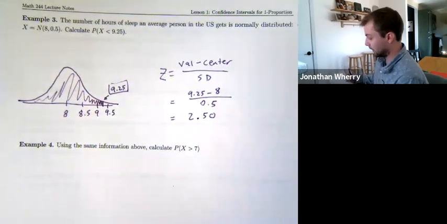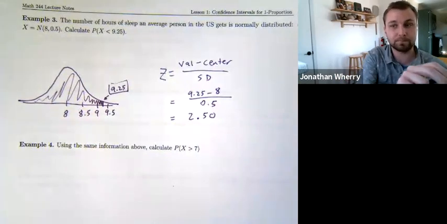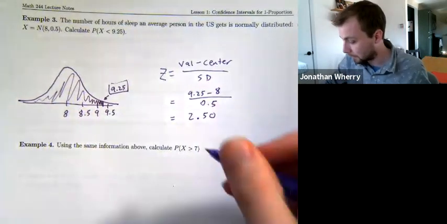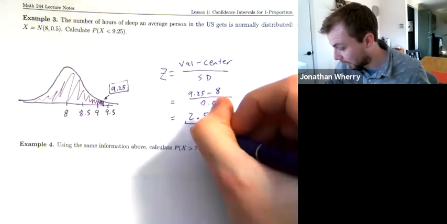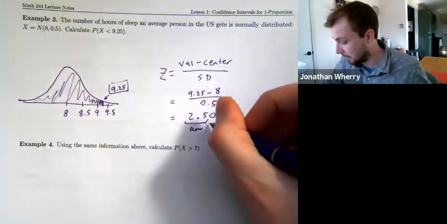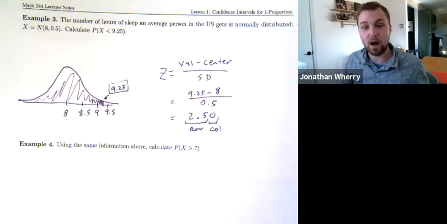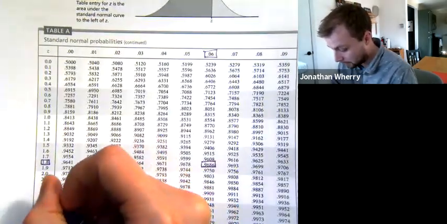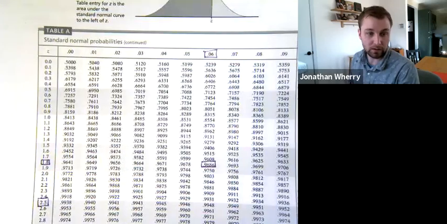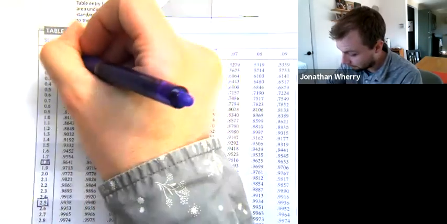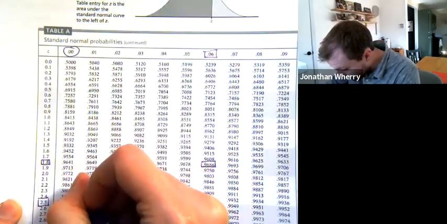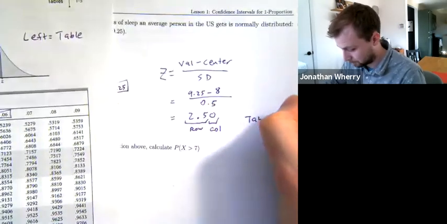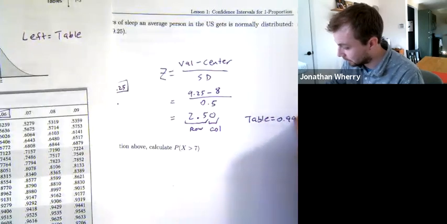Now for my second step, I'm going to pull out that normal distribution table again. This starts 2.5, that's the row, and it ends with 0, that's the column. So I'm pulling out my table. 2.5, that's my row. 0, that's my column. And these look like they meet up right here at a table value of 0.9938.